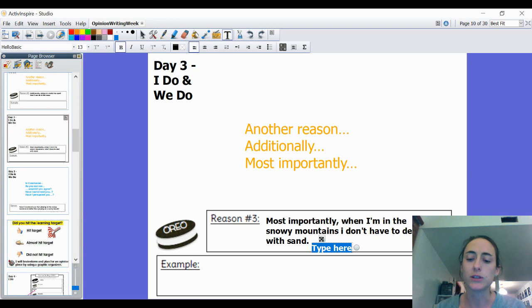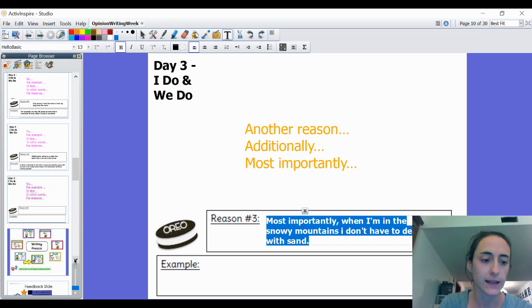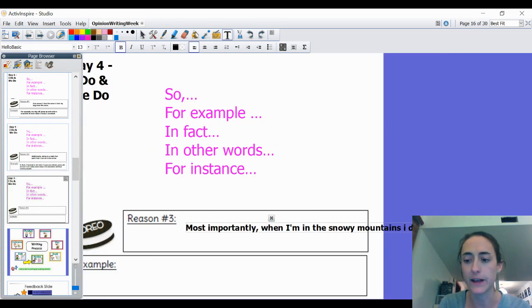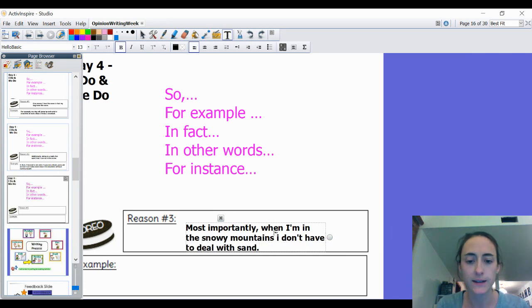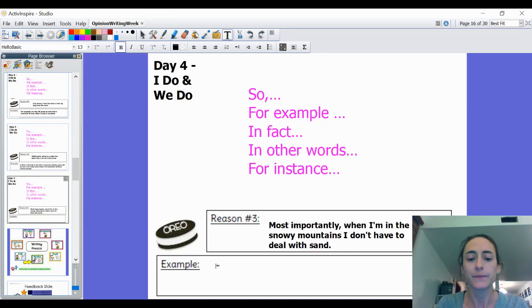Ooh, this is an interesting one. Most importantly, when I'm in the snowy mountains, I don't have to deal with sand. Okay, let's put that down here. I noticed a mistake. My reason I better go back and fix. Do you see it? There's a word I didn't capitalize by itself. Okay. So the very last thing would be, I don't have to deal with sand.